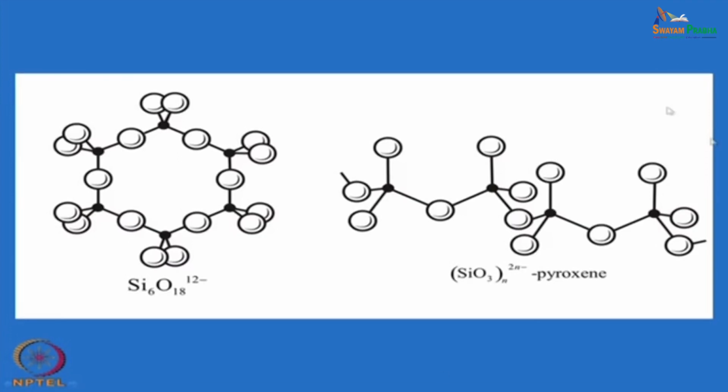Instead of forming a ring, still 2 of the oxygen ions can be shared by silicon, forming a chain. So, it is called pyroxene structure, and here again 2 of the 4 oxygen ions are being shared by silicon, and the rest will be bonded to other cations.